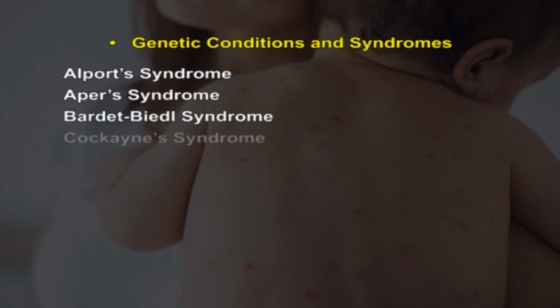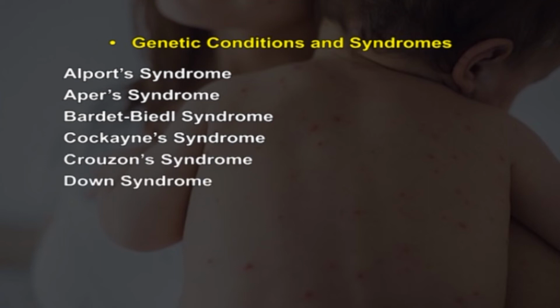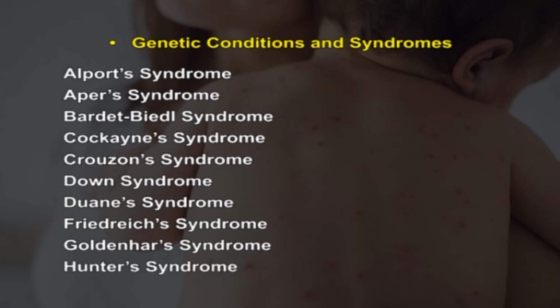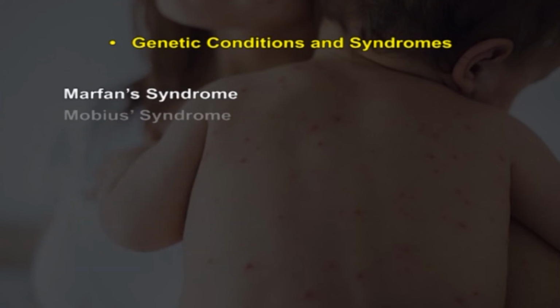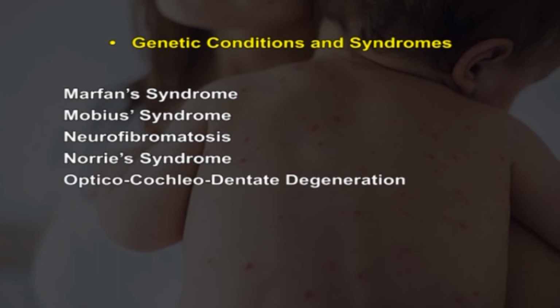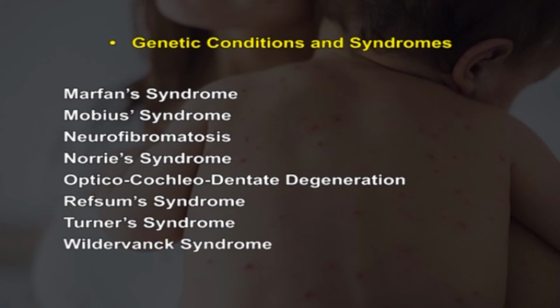Bardet-Biedl syndrome, Cockayne syndrome, Crouzon syndrome, Down syndrome, Dune syndrome, Friedreich syndrome, Goldenhar syndrome, Hunter syndrome, Marfan syndrome, Mobius syndrome, neurofibromatosis, Norrie syndrome, optico-cochleodentate degeneration, Refsum syndrome, Turner syndrome, Waardenburg syndrome. These are the syndromes that most commonly cause deaf blindness.